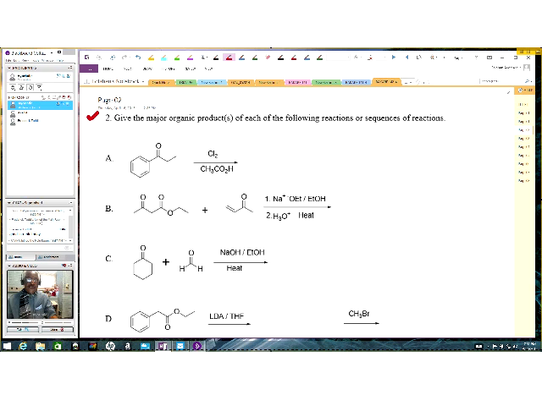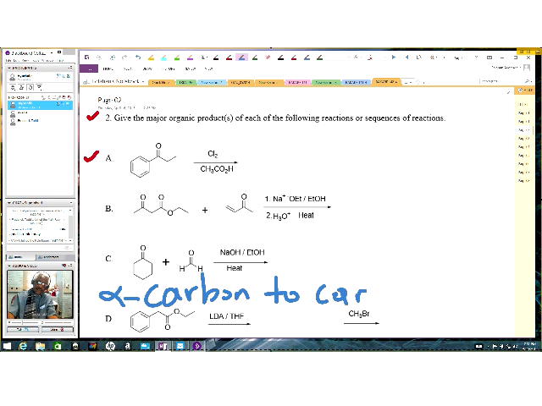So what this question is asking is to give the major organic products of each of the following reactions. Let us start with reaction A, this right here. If you take a look at this molecule, of course, this is an aromatic ketone. Since most of what we are going to do is concerned with the chemistry of the alpha carbon, that is, those carbons that are tied to carbonyl groups, we are going to be dealing with the chemistry of the alpha carbon to carbonyl. The hydrogens that are attached to the alpha carbon are also referred to as alpha hydrogens.